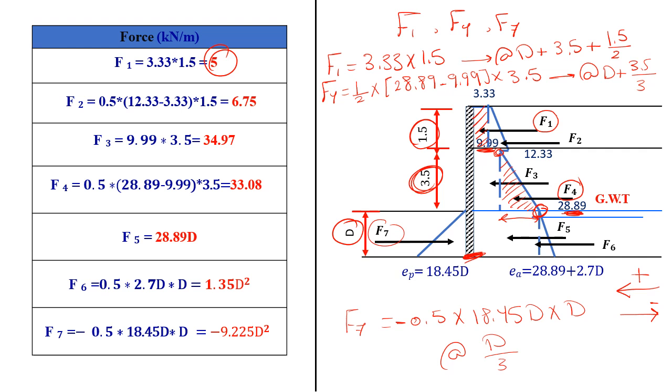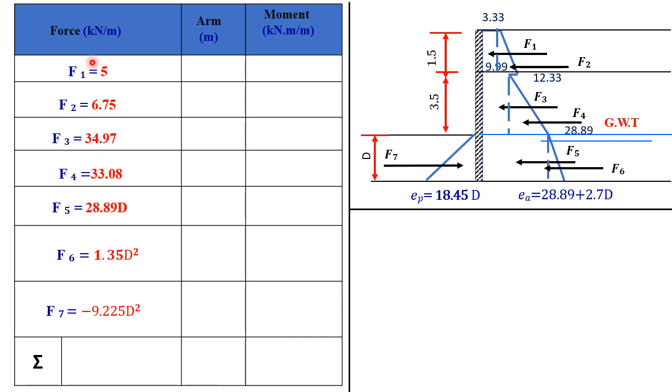You see here that F7 will be equal to negative 9.225 D squared. You will do the same for the rest of forces. Get the force by taking the area of each rectangle and each triangle and get your arm, getting your forces and putting them here in your table. And as you see here, I have a negative sign before my F7 value, because it acts as a resistance force in an opposite direction.